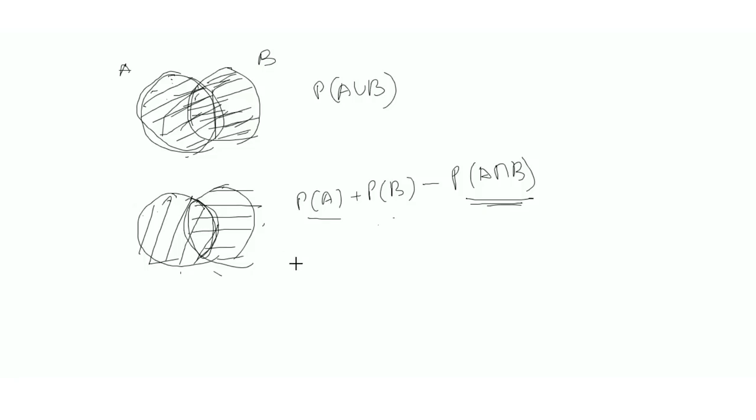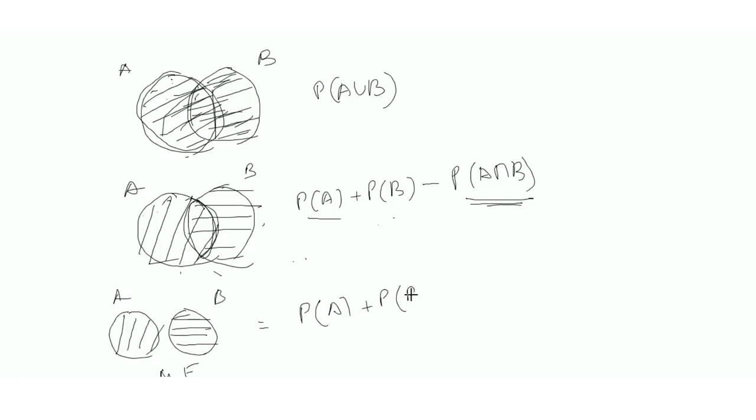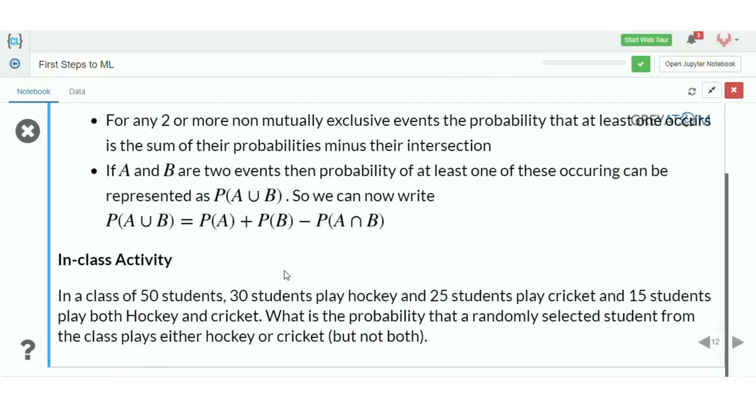Now you can clearly see that for mutually exclusive events, P of A intersection B is 0, right? For mutually exclusive events, it's basically like this. So this is your A, this is your B. So in case of mutually exclusive events, the probability of A union B is nothing but probability of A plus probability of B, and that's it, because the probability of A intersection B is 0, so there's no common area between them. That's pretty clear, awesome. We kind of understand this whole thing together.